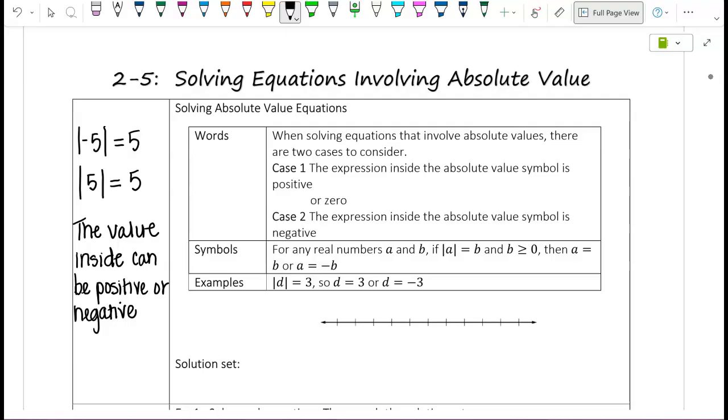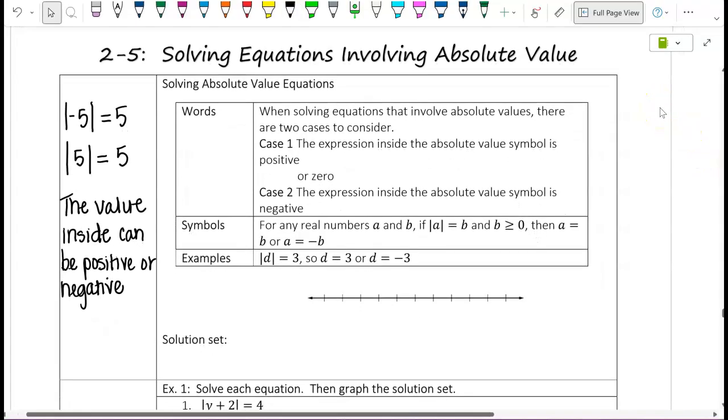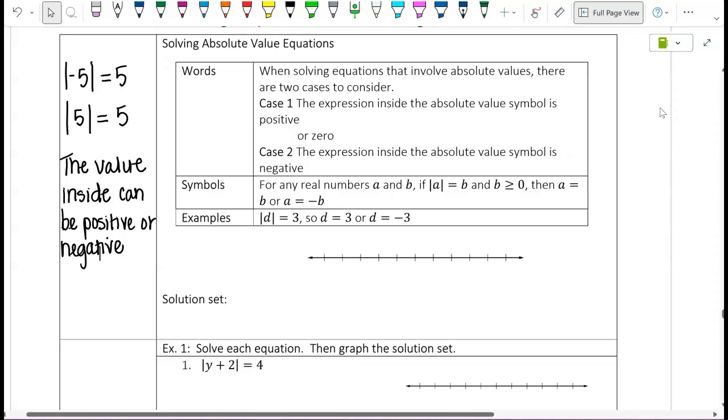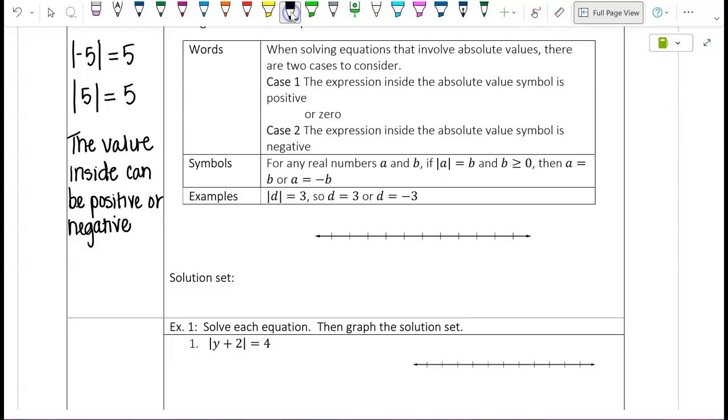And they give us an example down here. The absolute value of D equals 3. So D could equal positive 3 or D could equal negative 3. And again, that's going to cause us to have to solve 2 equations at a time, because there are 2 possible answers here. So the other thing we need to be aware of is something called solution set. The solution set is the set of numbers that make an equation true.